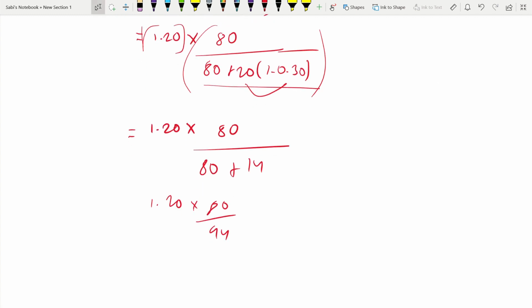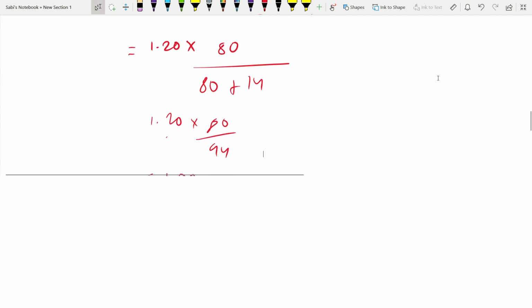Then now you can do anything. 1.2 into 80 divided by 94. What will be the answer? 1.02. Is it 1.02? Are you getting it? It's 1.02. Correct.